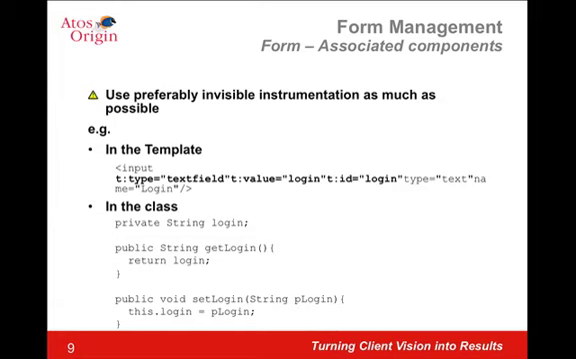So here is an example of the TextField component. In the TML, we use the invisible instrumentation with the HTML input tag. It is identified with the t:id parameter. Then we map our field to a Java attribute, logging, with the t:value parameter.